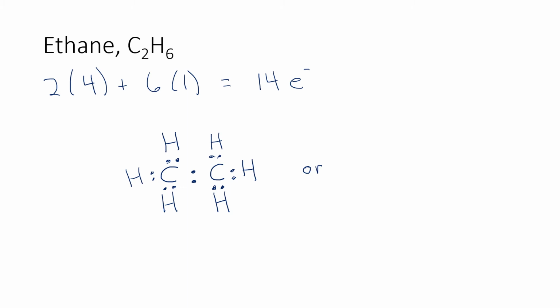Usually when you see ethane drawn, though, we do it without the dots. We just have lines for each of the bonds. So a structure more like what I'm drawing now is what we typically see for the organic molecules.